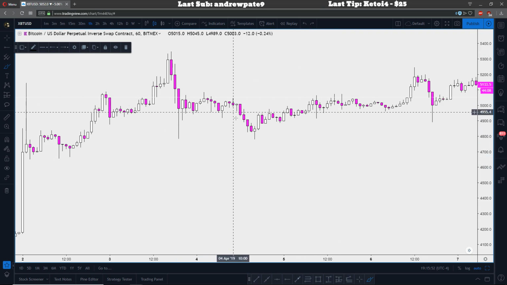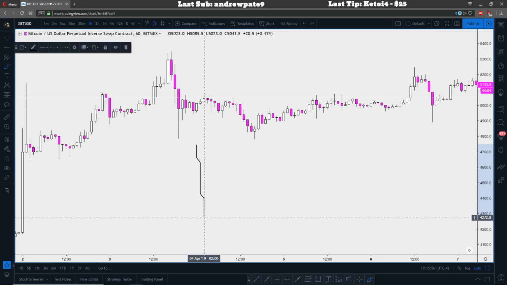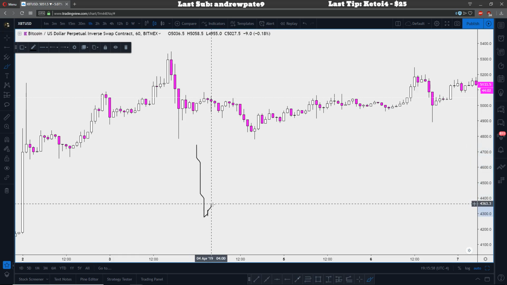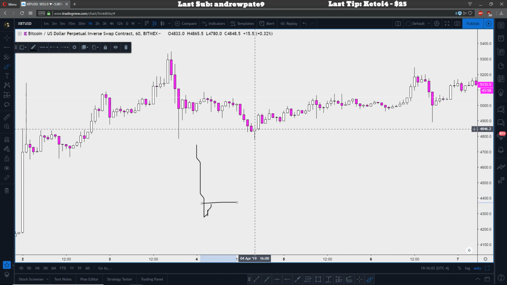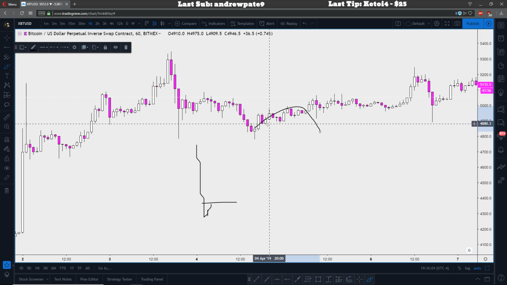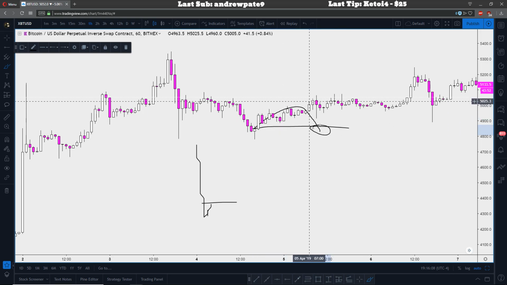So once again, we can take this move down here. You see the move down. Last form of support would be this doji right here. So if price were to come down and break that doji level, you would be looking to short.